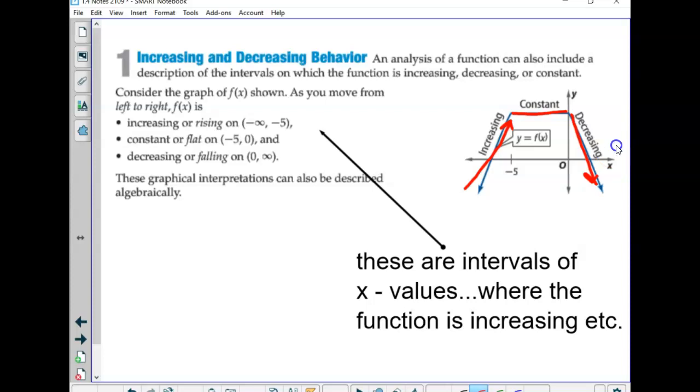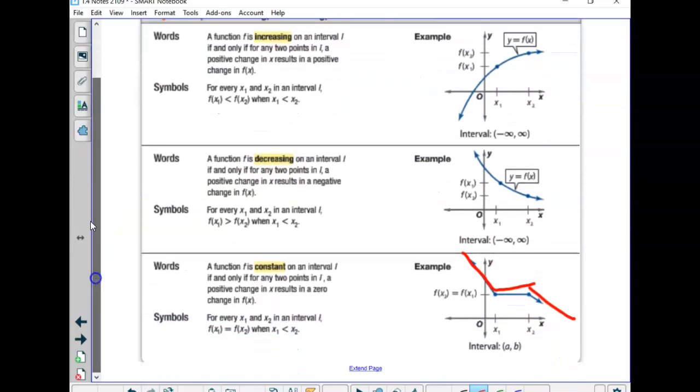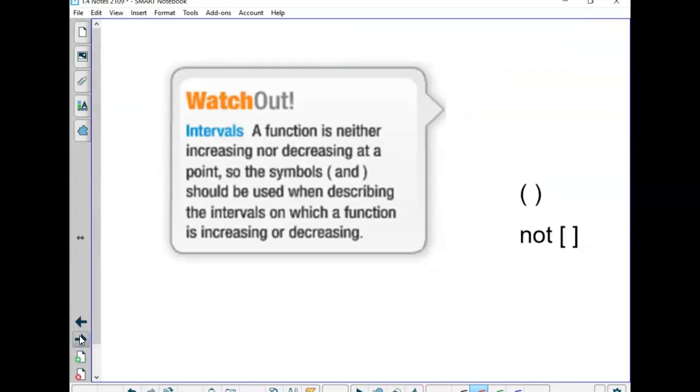You will state the places where it is increasing or decreasing as intervals of x values. And you will use parentheses, not brackets, for these. You read it left to right again. So this graph is a picture of increasing. It's all increasing. This one is decreasing. What's this one doing? Yeah, decreasing here, then constant, and then decreasing again. Questions about increasing and decreasing? What students struggle the most with is they forget to give me x values in the intervals, not y values. So we'll practice that in a minute.